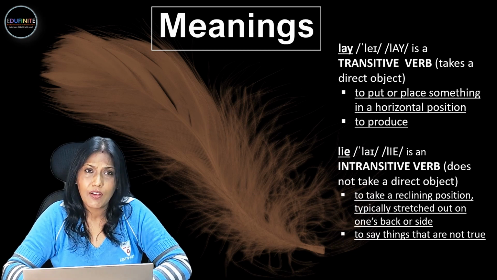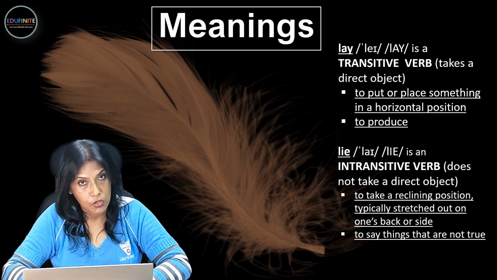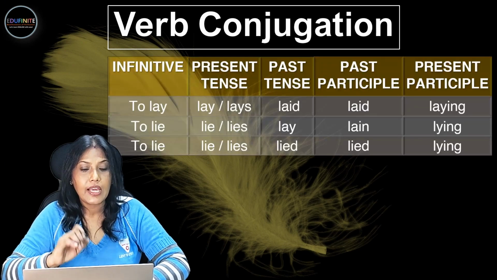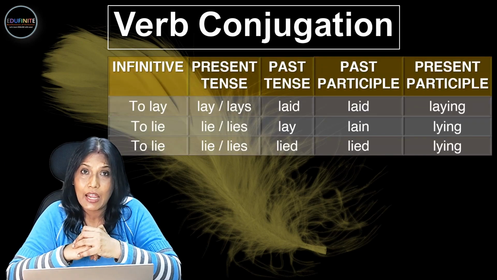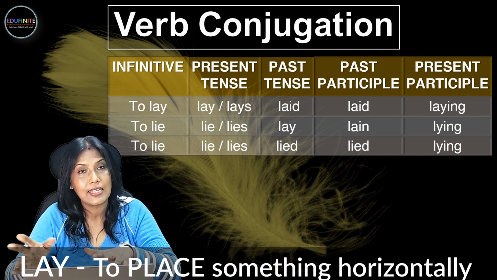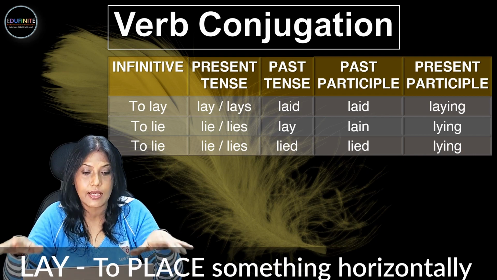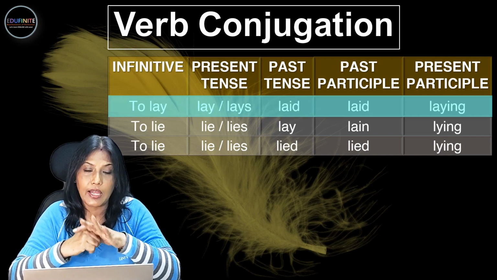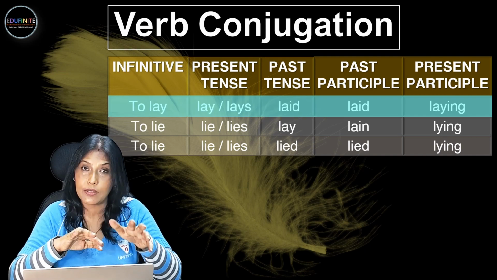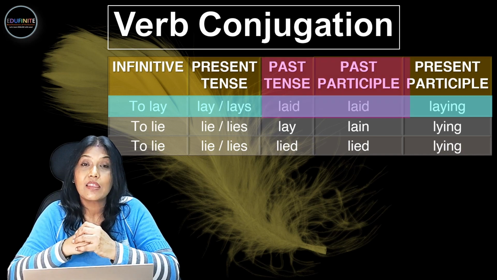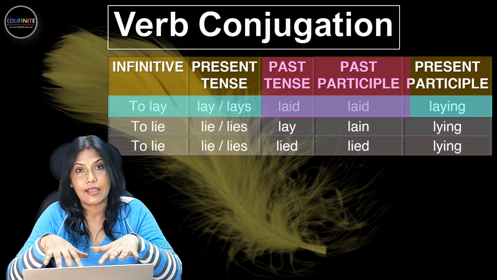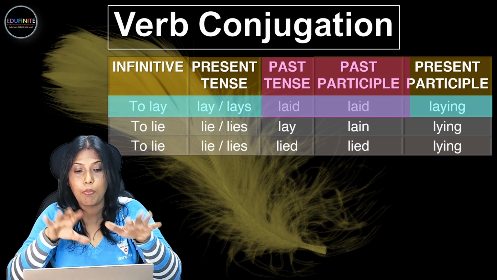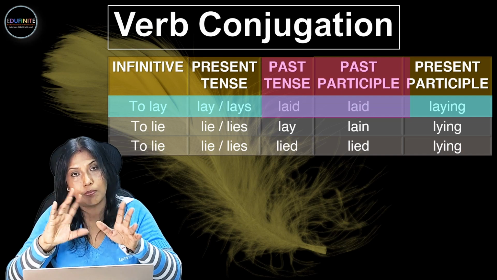Now we'll first look into the verb conjugation and then move on to the sentences. The infinitive, the first word is lay, L-A-Y. Lay with place, that means to place something horizontally. The infinitive, of course, is with to, so to lay, the base form of the verb. The present tense is lay or lays. And the past is laid. And the past participle is again laid. So both past tense as well as the past participle are laid.